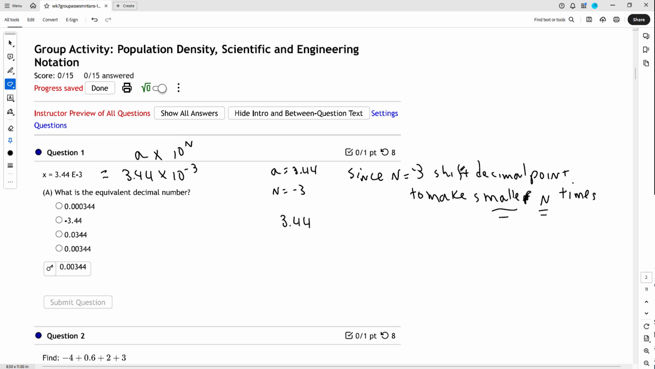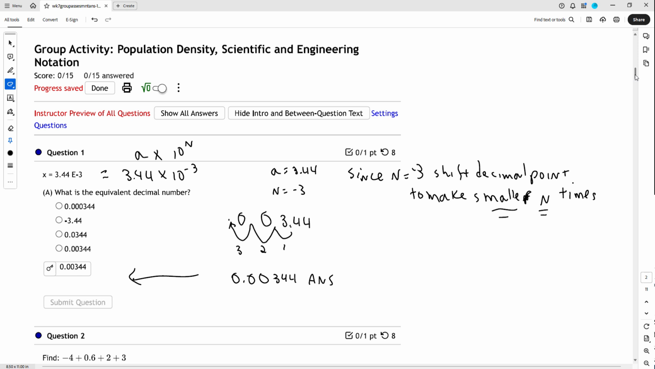So since n is negative, shift the decimal point to make it smaller, n times. So I shifted 3 times. Okay, so that means I go 1, 2, 3, decimal point goes there, backfill zeros. 1, 2, 3. So my final answer is 0.00344 for my answer. And that's what they have there.